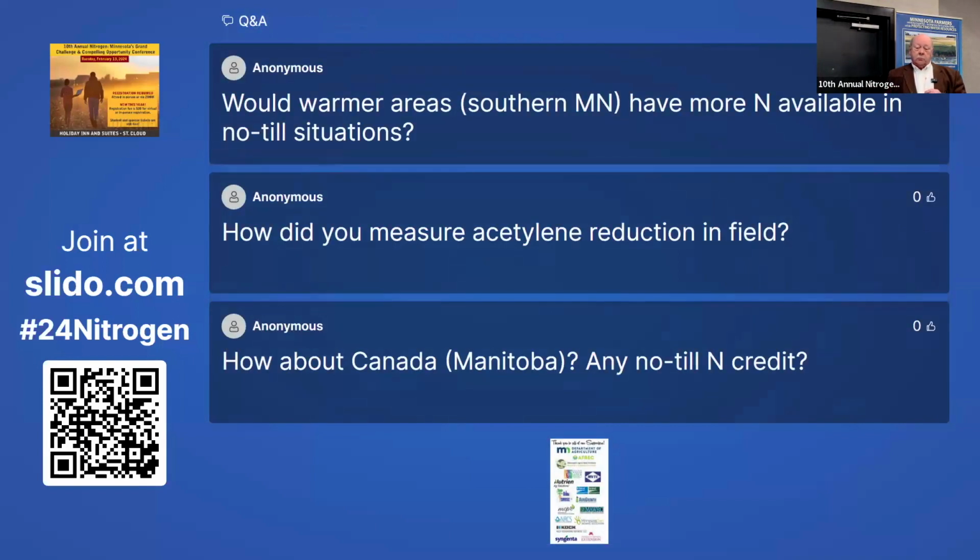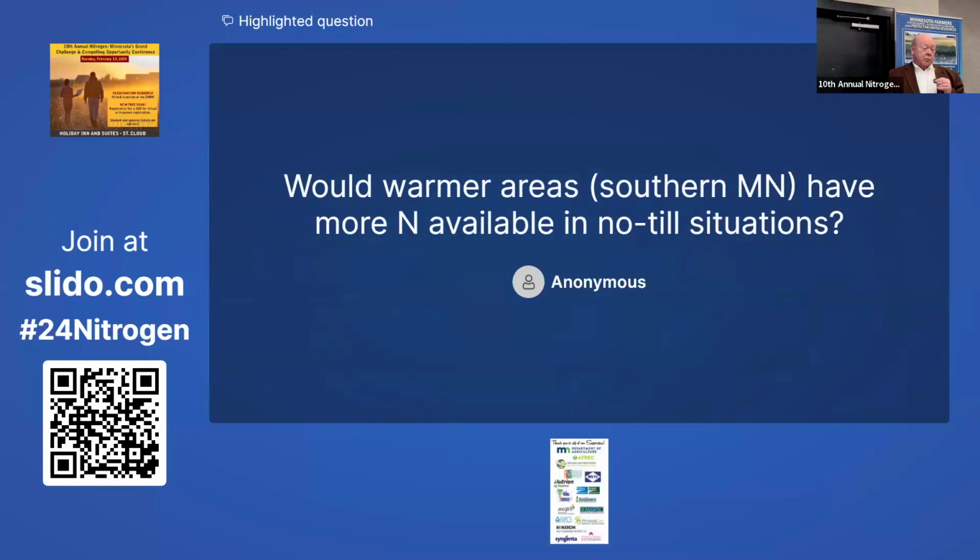Would warmer areas like southern Minnesota have more N available in no-till situations? Well, Dan's going to be up here later on, so I'll hold that question for him.